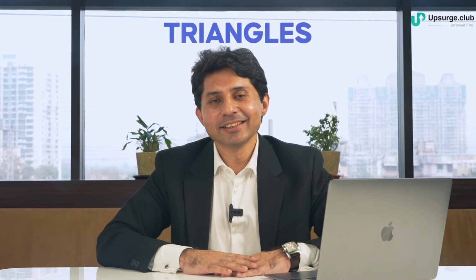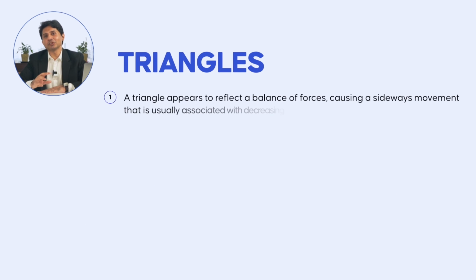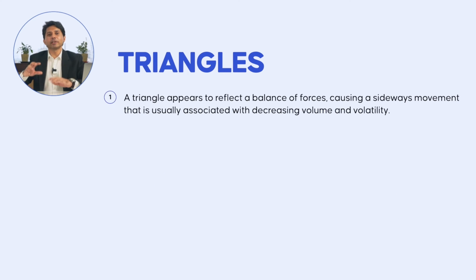If zigzags and the flats were not enough for you, let me bring to you triangles. The triangles are very difficult to decipher to begin with. They are also in very different formations. But if you follow the rules, triangles will not be as difficult as they may appear. A triangle appears to reflect a balance of forces, causing a sideways movement that is usually associated with decreasing volume and volatility in the markets.